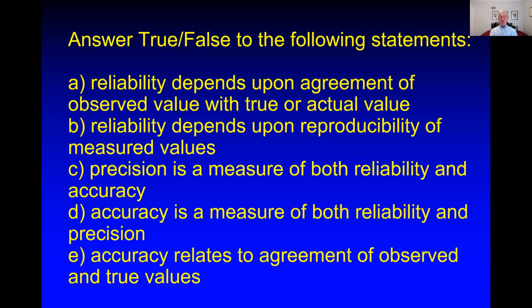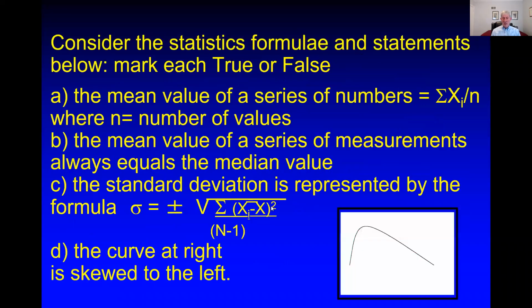Accuracy, D, accuracy is a measure of reliability and precision. False. That's false because E is true. Accuracy is a correlation between the observed and true values. Good. And there are your answers.